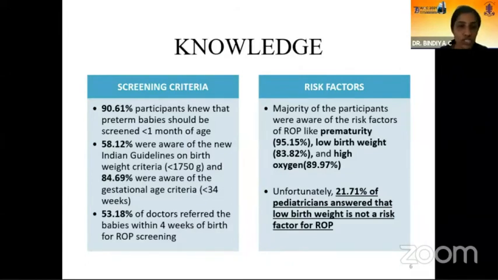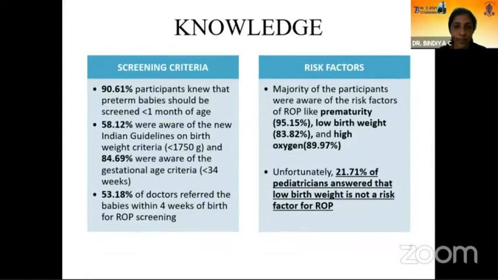Coming to the knowledge about the screening criteria, it showed that most of the participants knew about the time of screening, time of referral, and screening guidelines. The knowledge about risk factors was also pretty good. They knew about the risk factors of ROP like low birth weight, high oxygen, and prematurity. But unfortunately, 21.71% of pediatricians answered that low birth weight is not a risk factor of ROP.